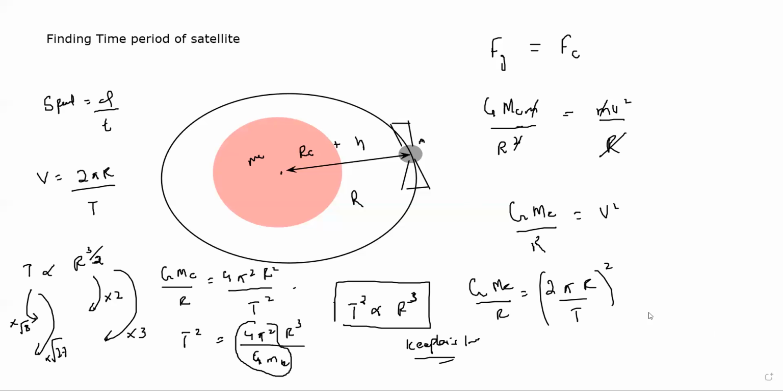Then the similarities and the differences between the gravitational and electric field. So what are the similarities between the gravitational field and the electric field? First thing, they both have infinite range.